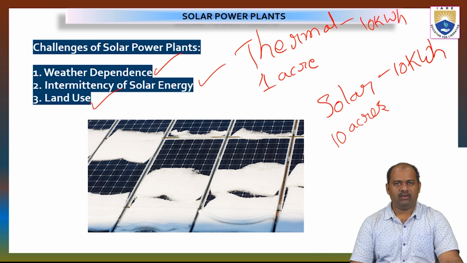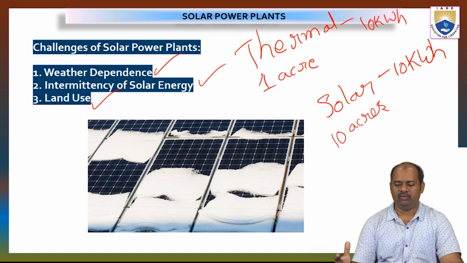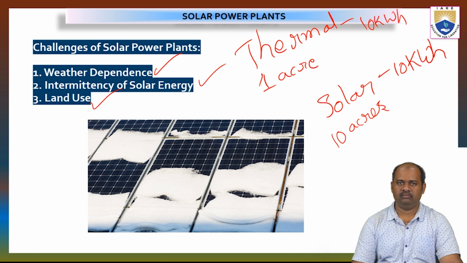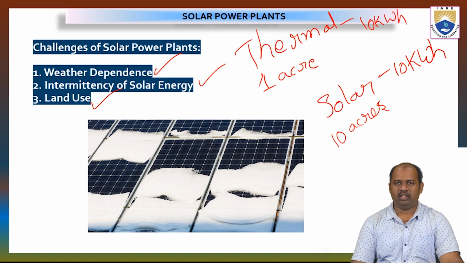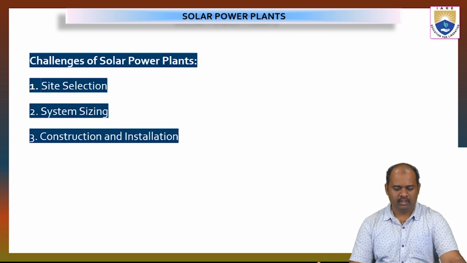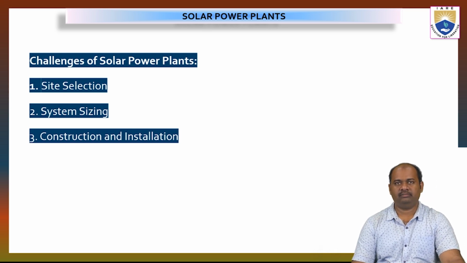All these countries have large amounts of vast barren land which can be covered with solar panels, and the solar panels will generate electricity without needing much maintenance. So this is one problem in small countries like India, Japan. China is not a small country. Next, we'll see what the challenges of solar power plants are.